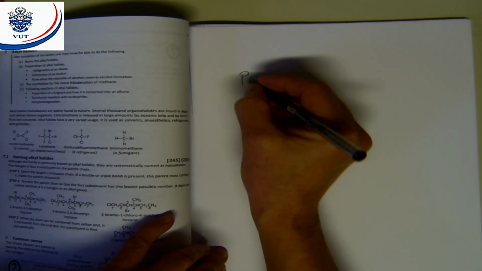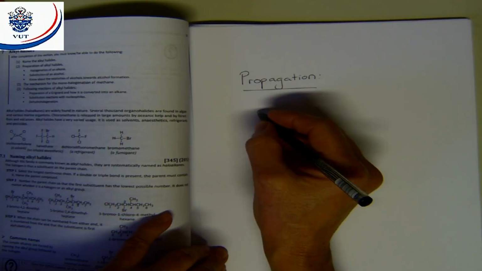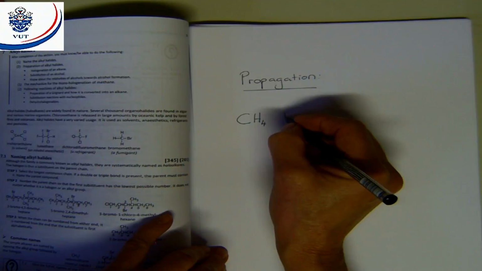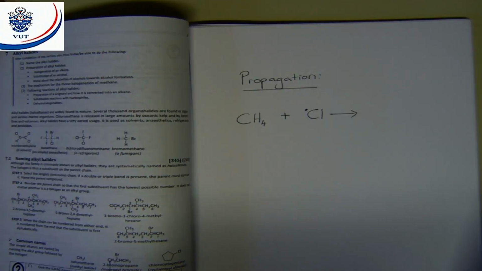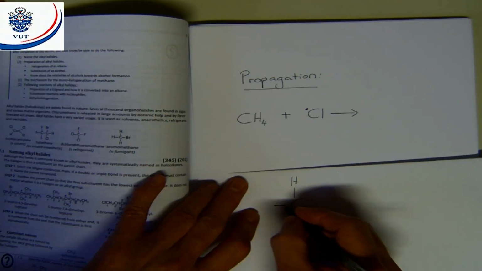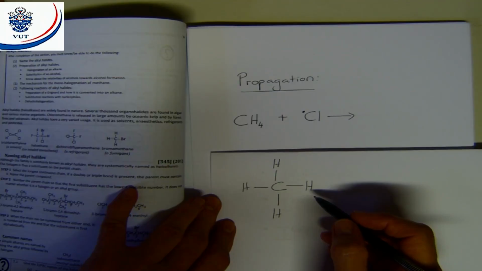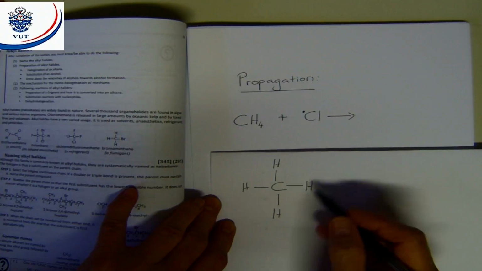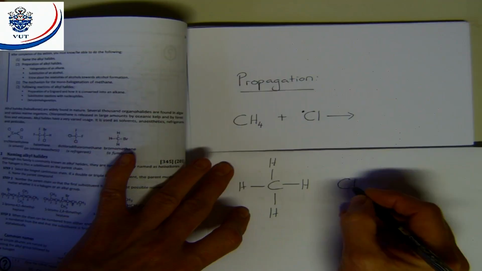Propagation. So propagation cannot occur unless you have the radicals formed. In the propagation step, the methane can now react with the chlorine radical. Before we have a look at writing the reaction, I think it will be good just to indicate to you what happened in here. We are going to have our methane. For you, it will really not be necessary every time, unless the question states that you have to show the homolytic bond breaking or the homogenic bond formation. But otherwise, you are not going to do it as much in detail as we are going to look at it now. If you look here, you have your radical and you have your methane.